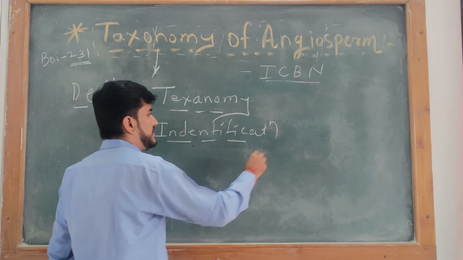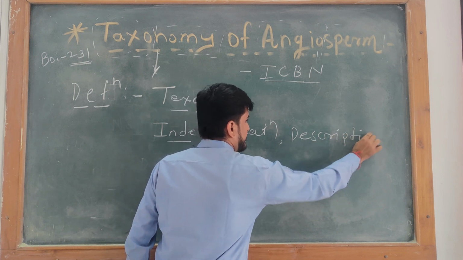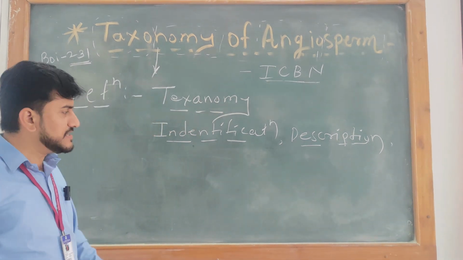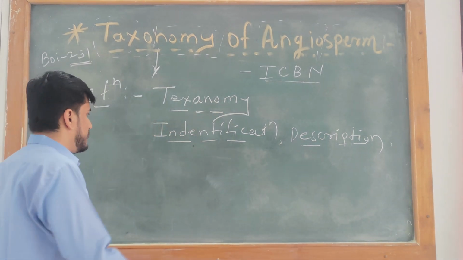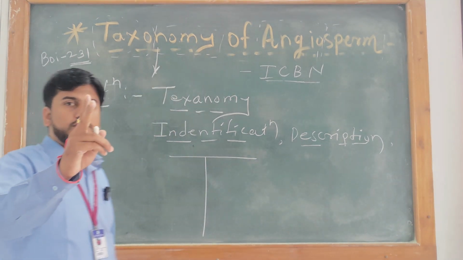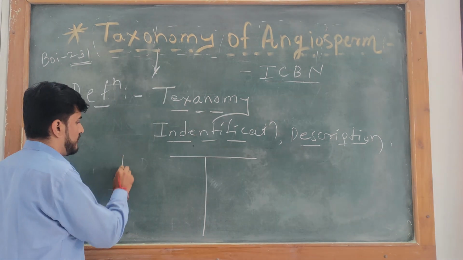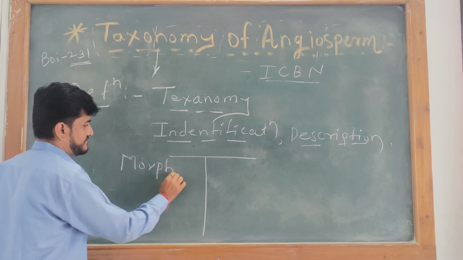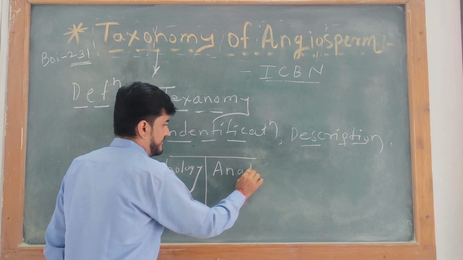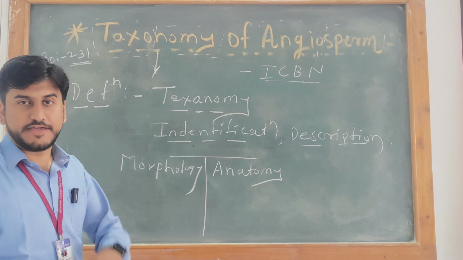The second one is description. Description means you have to describe the plant group. How to describe? You have to utilize two characteristic features of the plant. First is morphology and the second one is anatomy. What is the meaning of morphology and what is the meaning of anatomy?